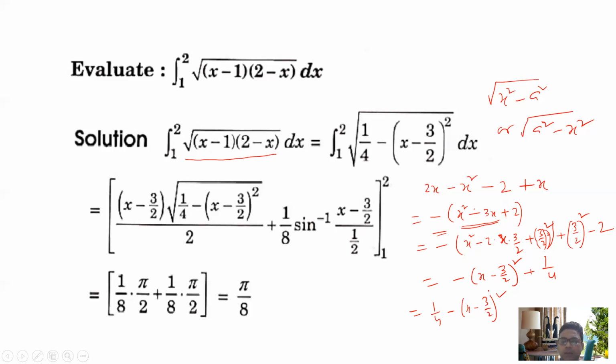Okay, now from here it is clear that you have square root under this type of form, a square minus x square. So dx, integration of this. Now what is the formula? The formula is x into root of a square minus x square by 2, plus a square by 2 sin inverse x by a. So this is the formula.